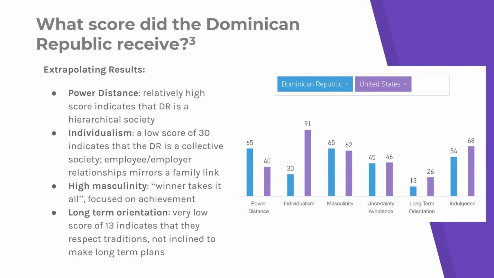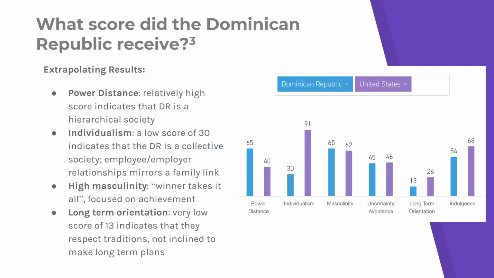So now we want to extrapolate the results that we found using this online tool. We can see on the bar graph on the right, we're comparing the Dominican Republic to the United States ratings for each index. For power distance, we saw that a relatively high score of 65 indicates that the Dominican Republic is a more hierarchical society.